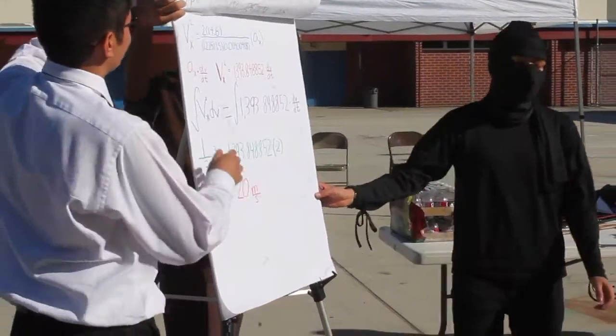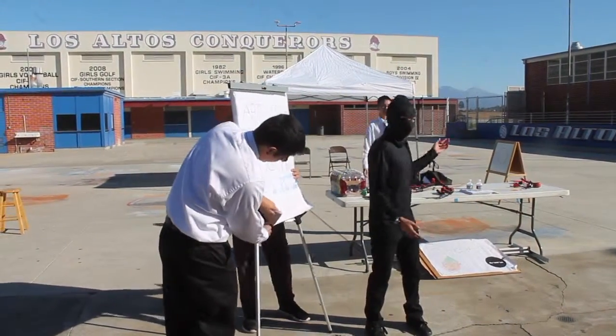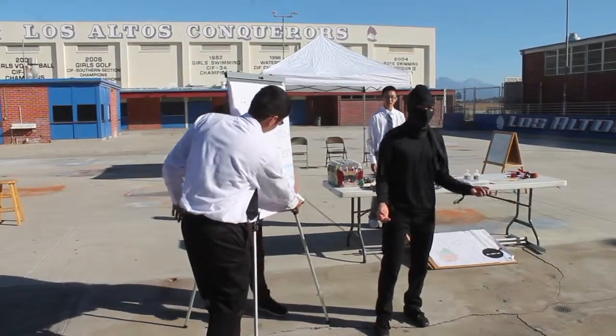So as you can see, calculus can be applied to any scenario, such as the one with the bow and arrow, to determine whether a ninja can catch an arrow or not.